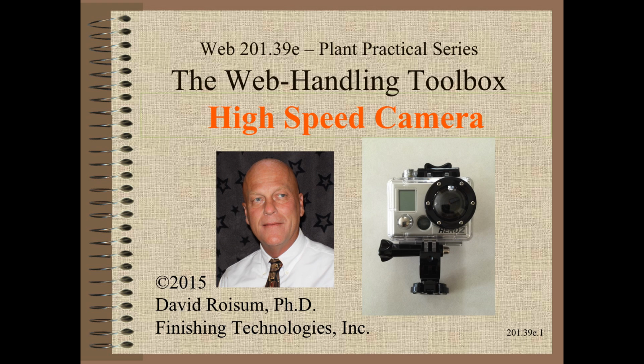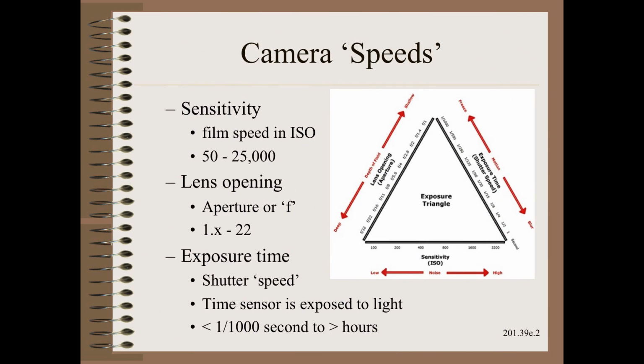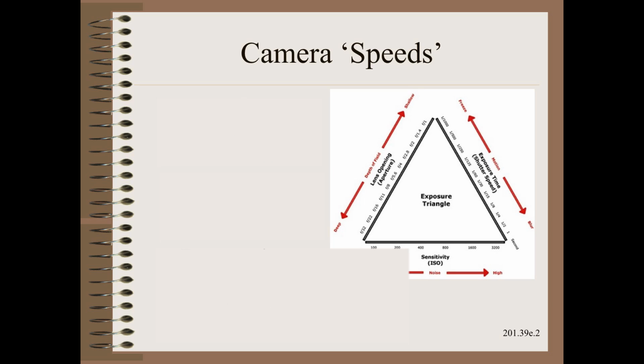I am very excited to continue our tour of web handling tools with an extremely useful troubleshooter, a high-speed camera. Unfortunately, the word speed in photography can mean many different things. We are not going to discuss the exposure triangle here because that would take hours. Instead, we will just define the three interrelated factors that all go by the name of speed. These apply to both still and movie cameras.